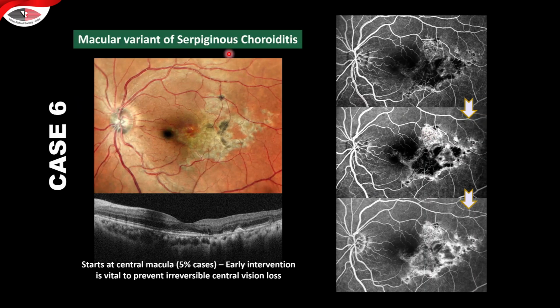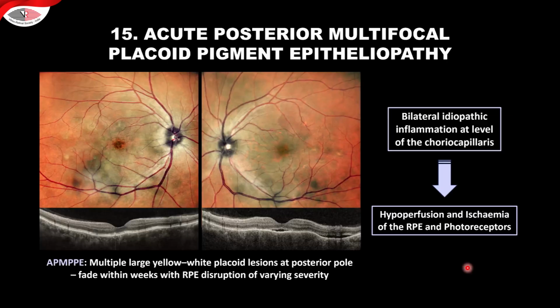The macular variant of the serpiginous choroiditis starts at the central macula. Early intervention is vital to prevent irreversible central loss. This is what you see on the angiography on the right, that you see, again, an early hypo followed by a late hyper on the margins.